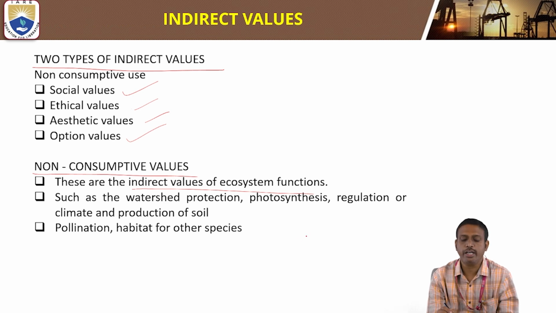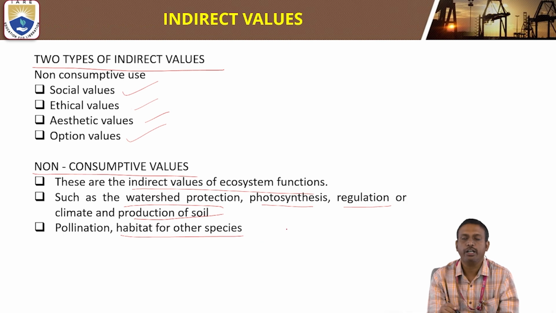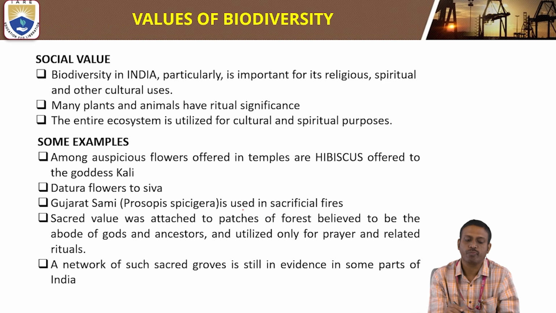These are indirect values of ecosystem functions such as watershed protection, photosynthesis, regulation of climate, and the production of soil, pollination, and habitat for other species.